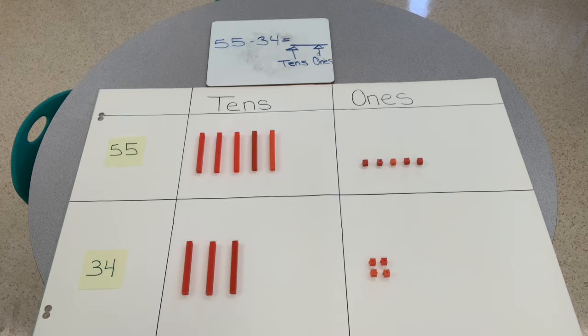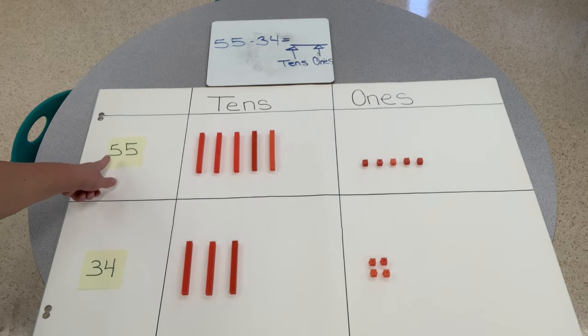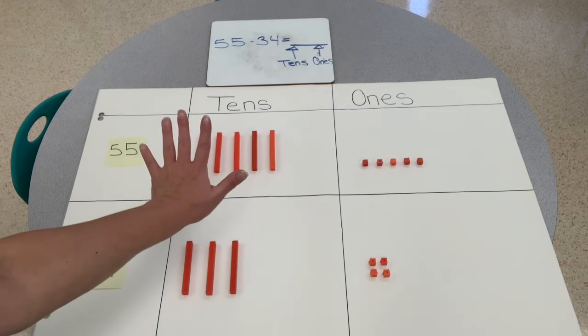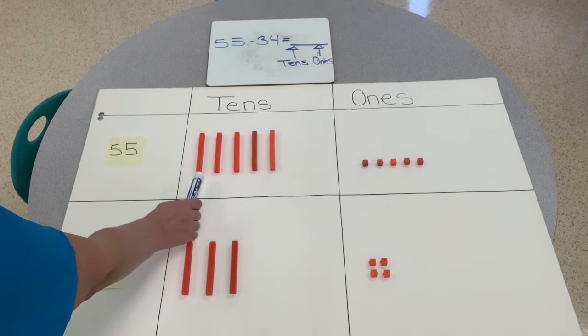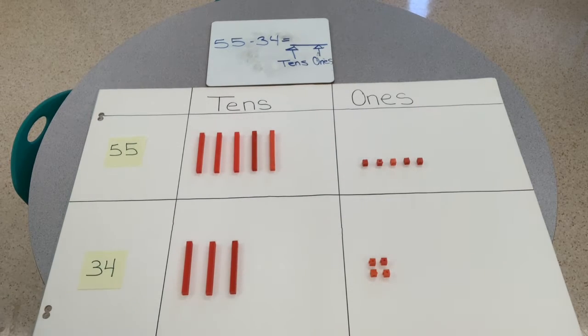So I see that the number 55 has how many 10s in the number 55? So remember, our 10s are on the left-hand side and our 1s are on the right-hand side. So how many 10s do we have in the number 55? We have 5 10s. Let's count. 1, 2, 3, 4, 5. There are 5 10s in the number 55.